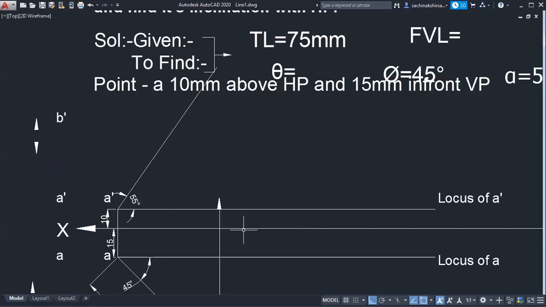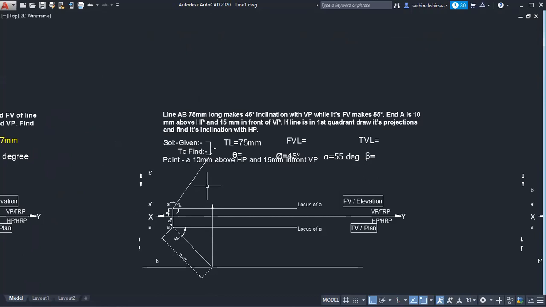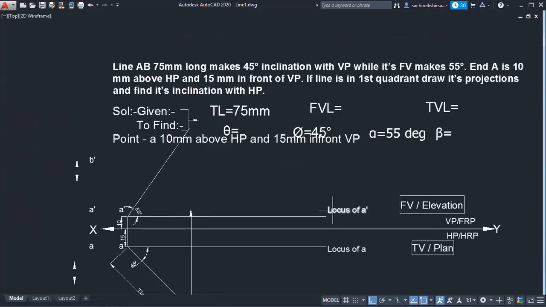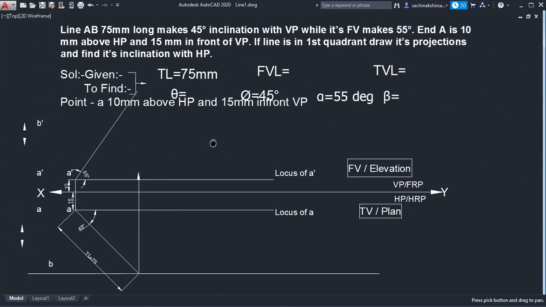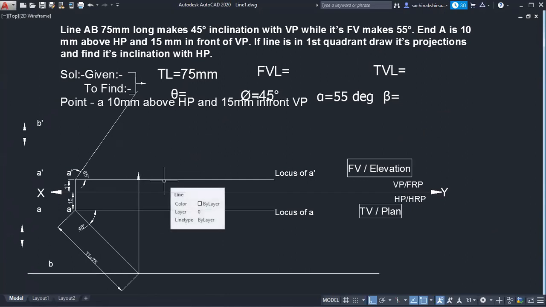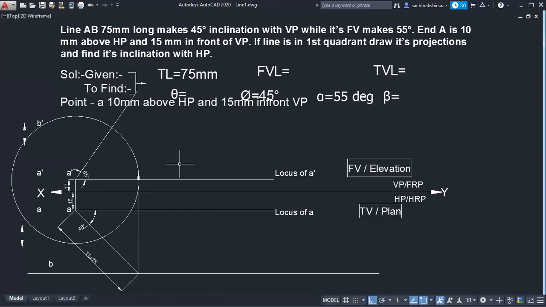Then what do I have to do? Rotate, or I will say I will draw a curve. So I have to rotate here. Which point do I take as the center? A dash. From here I will draw the circle, something like this, and then I will erase the remaining part.